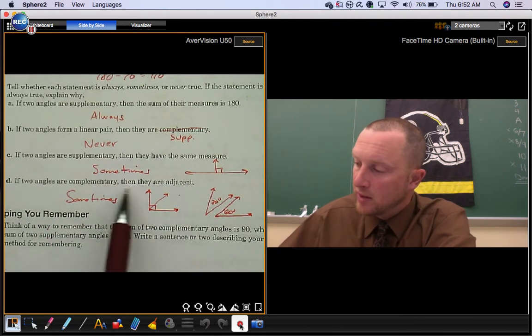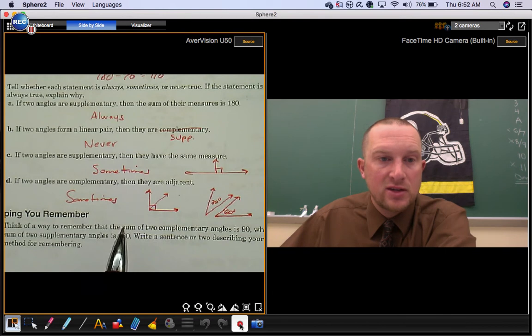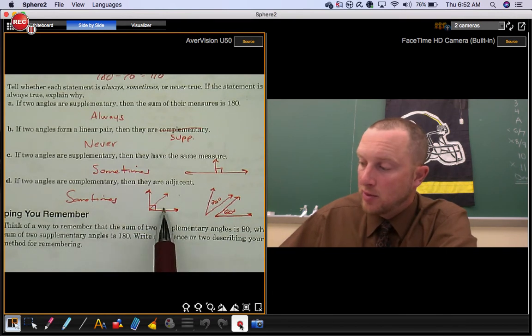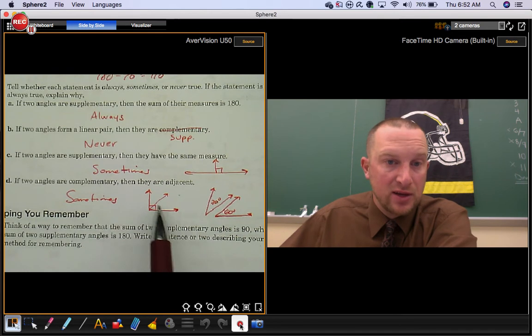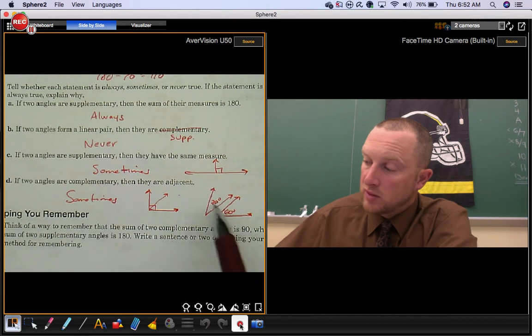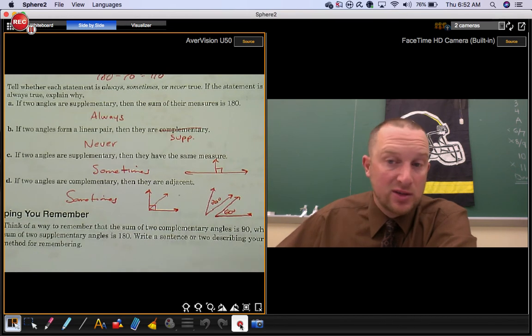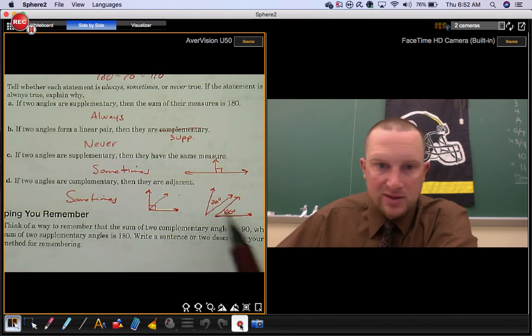Part D, if two angles are complementary, then they are adjacent. That can definitely happen. Here's two adjacent complementary angles. I don't need to put their measures in. I know together they add up to 90. That's my big angle. It's a right angle. Notice how these two angles are not adjacent. They're not touching each other. But 30 and 60 definitely makes 90.